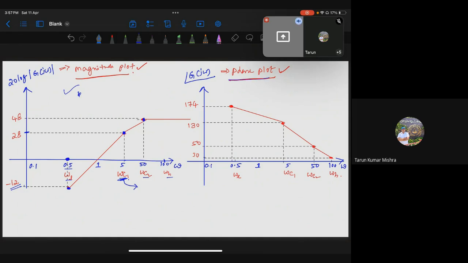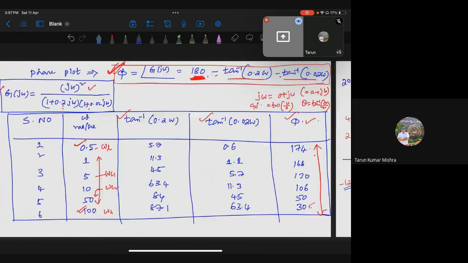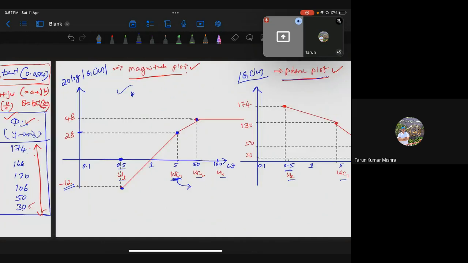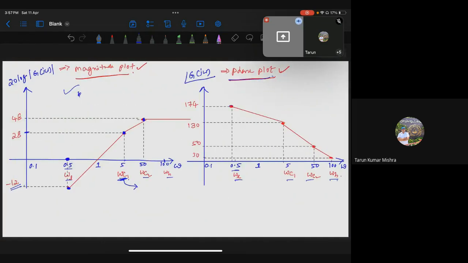Phase plot we also draw the same way. We take omega L, omega C1, omega C2 and plot these values, taking phi on the y-axis: 174, 168, 130, 106, 50, 30. So 174, 130, 50, 30. Is this step clear? I think this is the simplest way to draw the Bode plot. Am I correct?